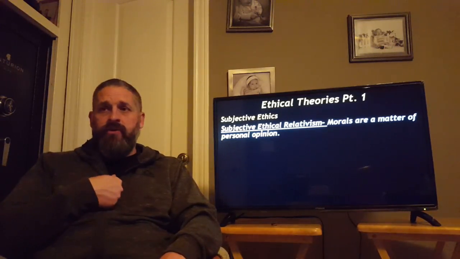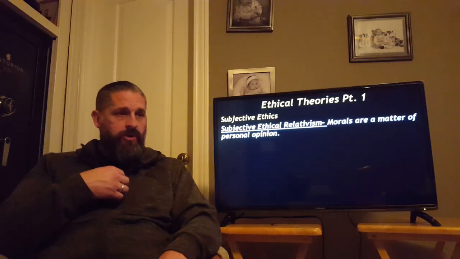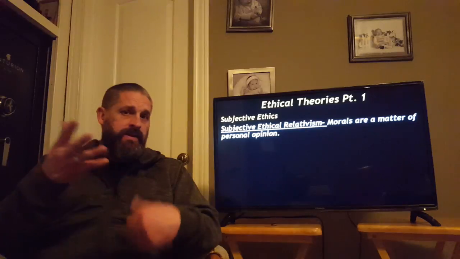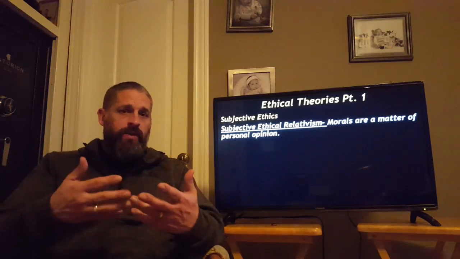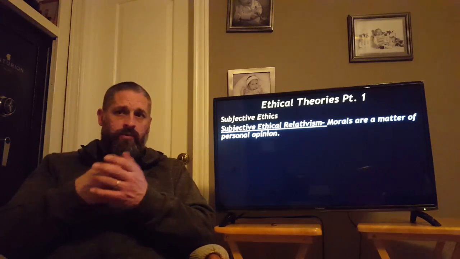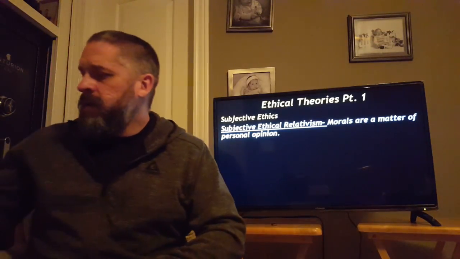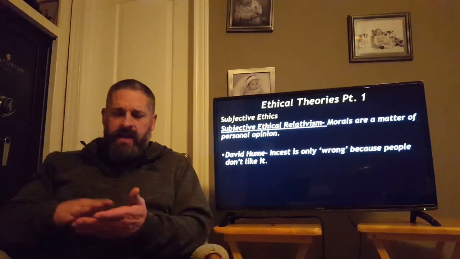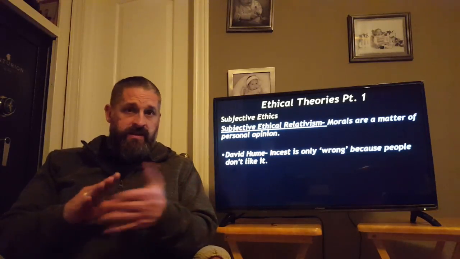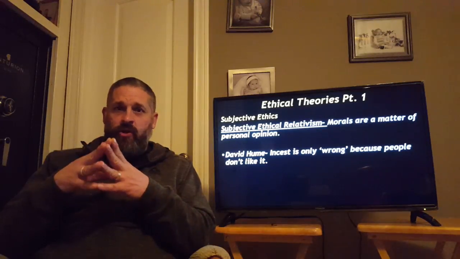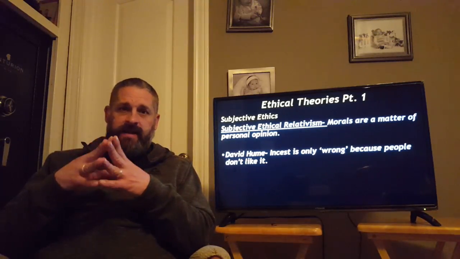My idea of right and wrong governs my morals, and so my opinion of right or wrong is what I live by, and that's the way it should be, because there's nothing outside of that we can appeal to for good or bad. It's just a matter of personal opinion. David Hume was a philosopher who reasoned this way. David Hume says that incest, for example, is only wrong because people don't like it.